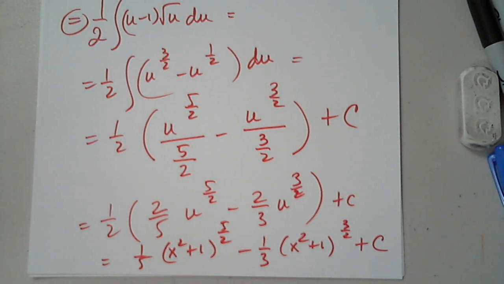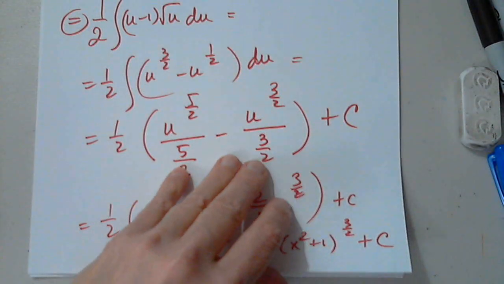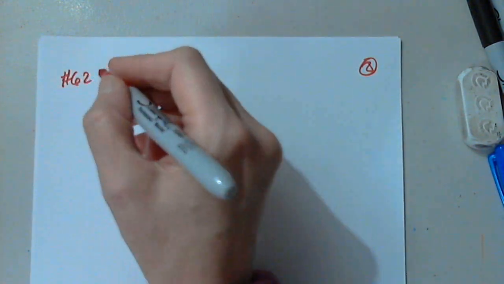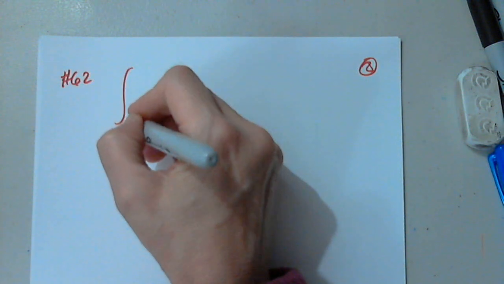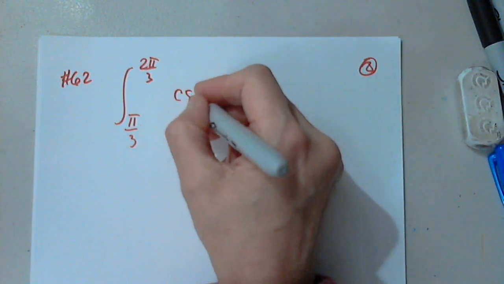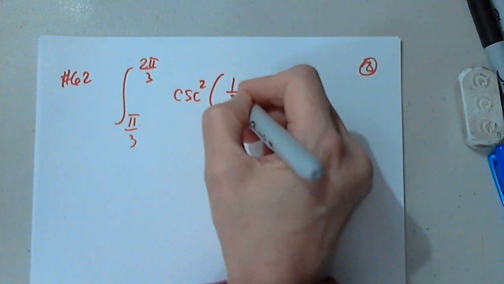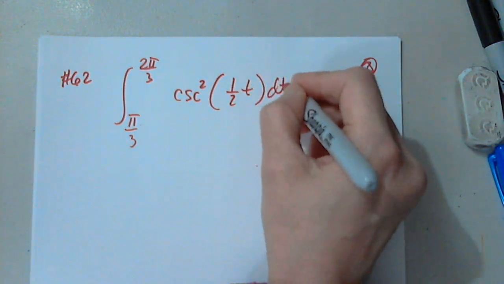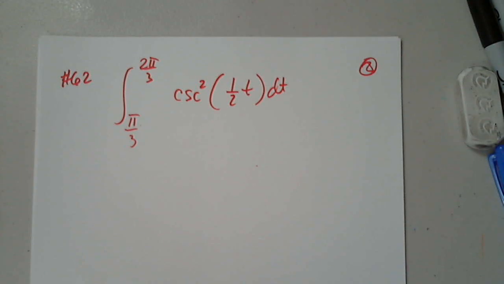62. Very good. Now let me copy it. 62: the integral from pi over 3 to 2 pi over 3 of cosecant squared of 1/2 t dt. Awesome. Perfect.